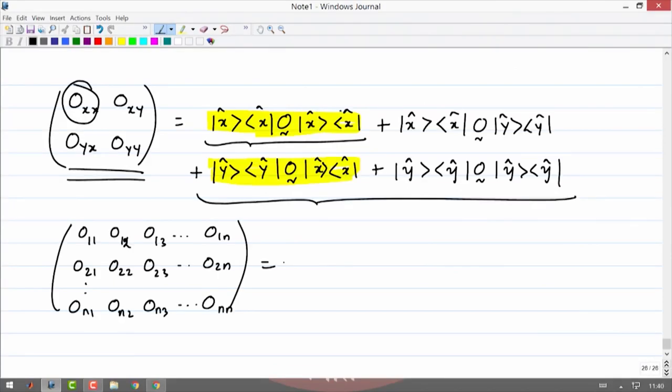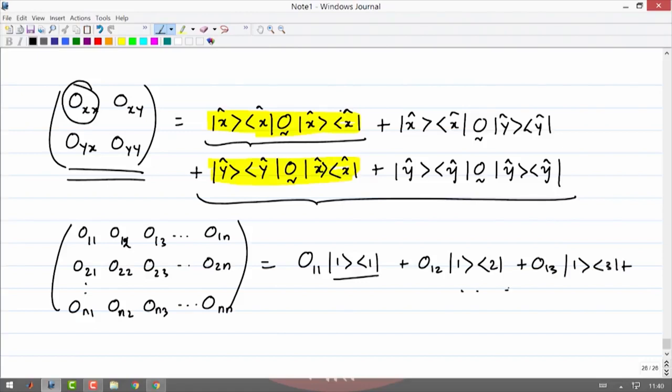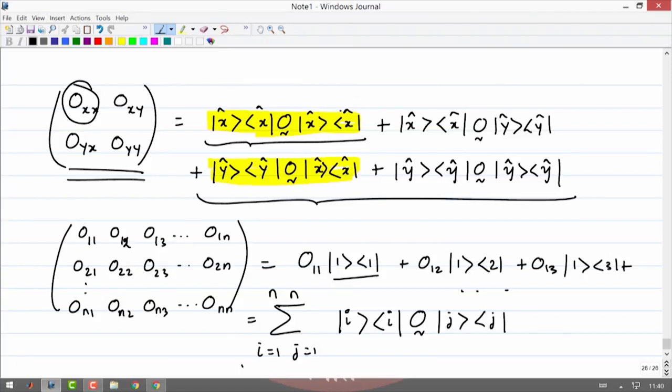This is nothing other than O11 times 1, 1. That is the basis vector 1 for this n dimensional problem, and likewise O12 is the basis operator 1 2, O13 is the basis operator 1 3, and so on. So, it is easier to write this as the sum over i equal to 1 to n, j equal to 1 to n, of |i> O_ij <j|. This is the general representation for the operator in quantum mechanics using linear vector spaces, namely using the matrix representation, and this is a formal way of writing an operator.